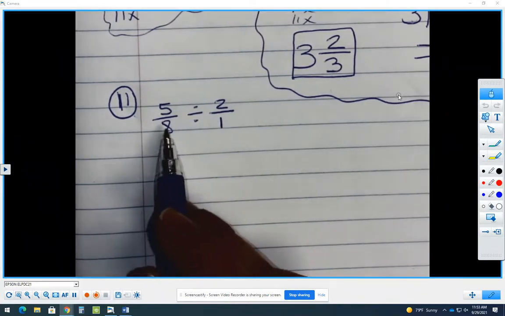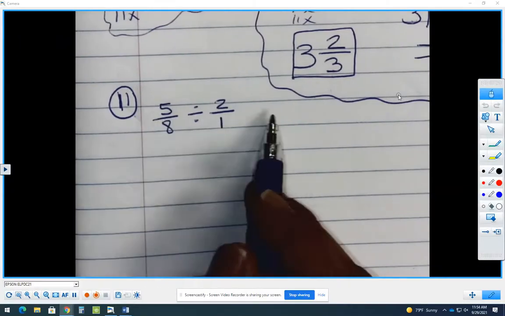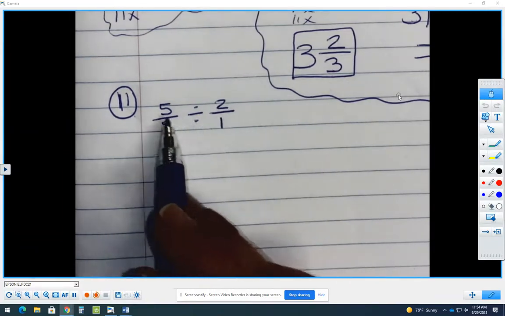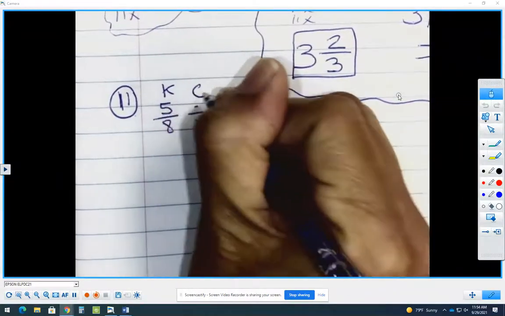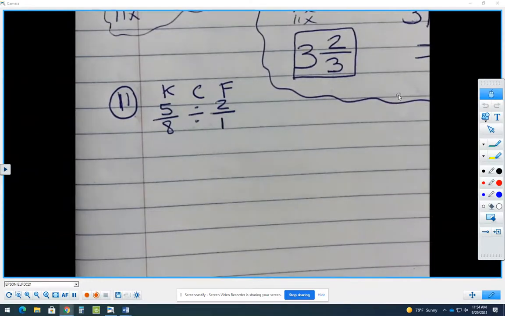Is this guy ready now? Yes. Is this one ready? Yes. Can I just start dividing? No. We have to keep changing. Very good. When dividing fractions, we don't just start dividing. We actually do KCF. The K stands for Keep.